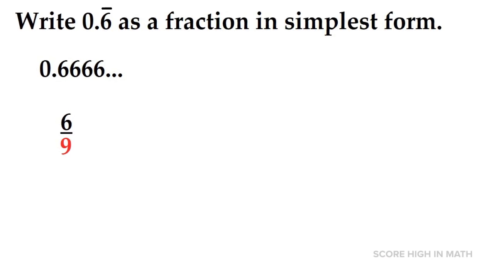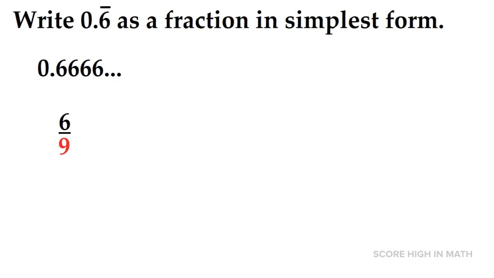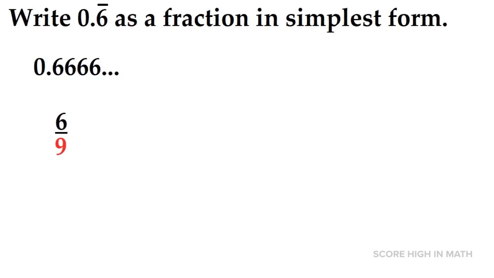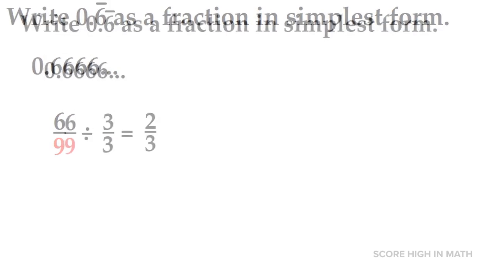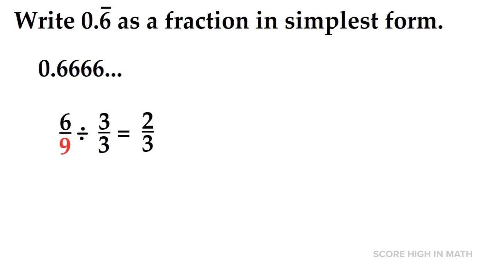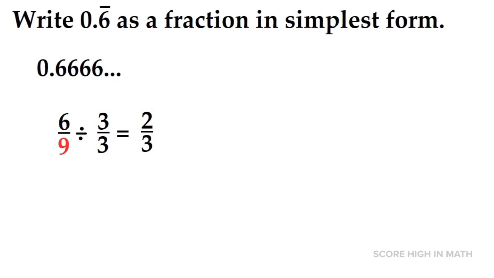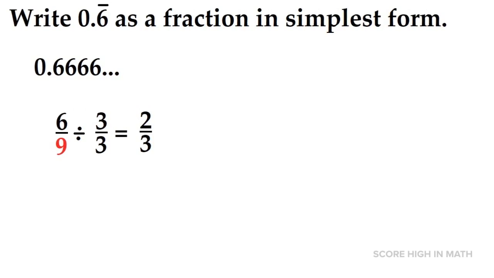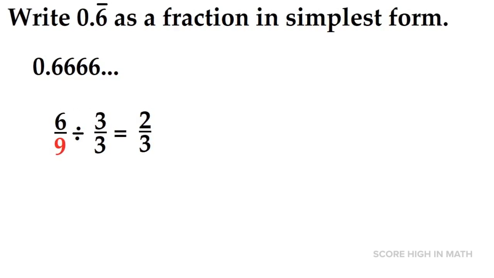If the number is on the tenths place, you are going to divide it by 10, so you can convert it to a fraction. But if it is on the tenths place and it has a bar on top of it, you're not going to divide it by 10, but instead divide it by 9. So, we can come up with 6 over 9. Look for the common factor of 6 and 9, which is 3. So, 6 divided by 3 is 2, and 9 divided by 3 is 3. Therefore, 0.6 with a bar as a fraction in simplest form is 2 over 3.